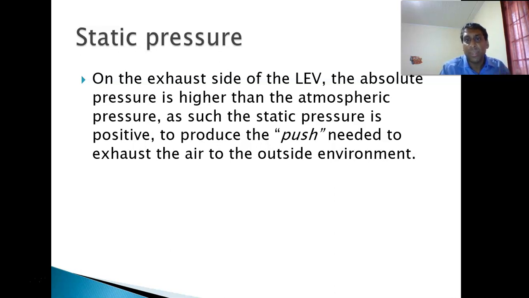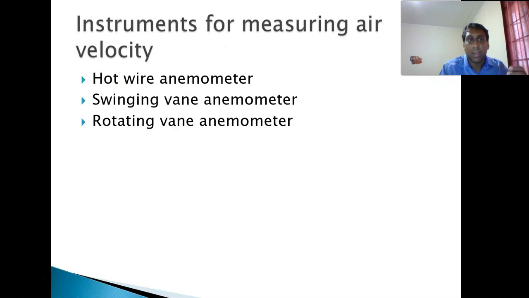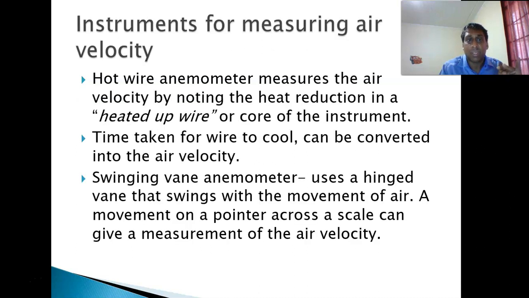Hot wire anemometer measures the air velocity by noting the heat reduction in the heated up wire or core of the instrument. Time taken for the wire to cool can be converted into the air velocity. Swinging vane anemometer uses a hinged vane that swings with the movement of air. A movement of a pointer across a scale can give a measure of the air velocity, right?